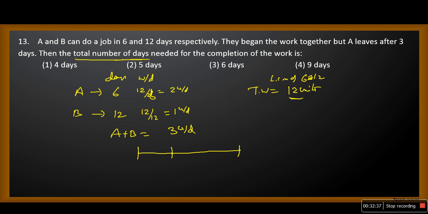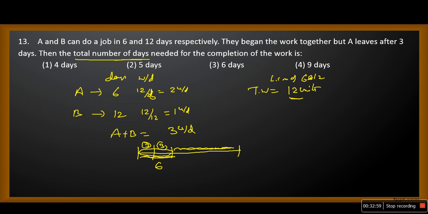In the first 2 days together they did, so first day they do 3 units. Second day they will do another 3 units. So how many units are completed? 6 units of work is completed. Still how many units of work is left over? 6 units of work is left over.